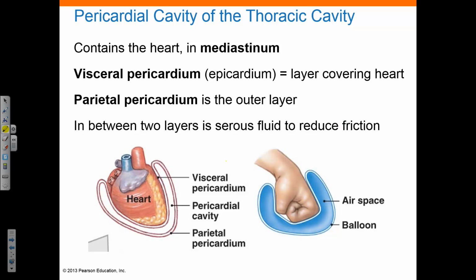Again, the pericardial cavity contains the heart and is found in the mediastinum. The layer of serous membrane that covers the heart is known as the visceral pericardium or epicardium. The parietal pericardium is the outer layer, and the space between the two, the pericardial cavity, holds the serous fluid. The way the heart sits in the pericardial cavity is analogous to how a fist can project into a balloon.